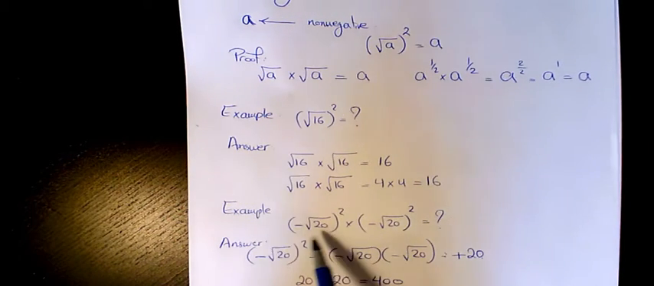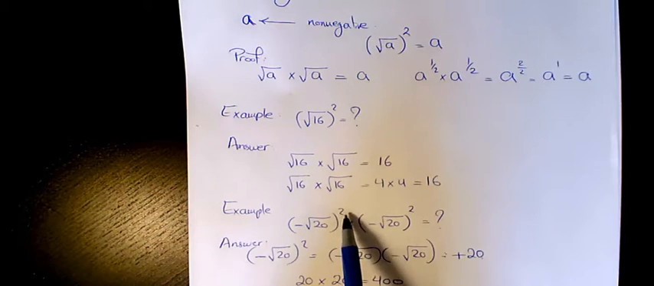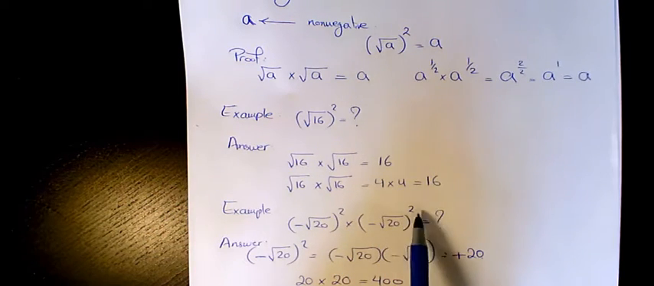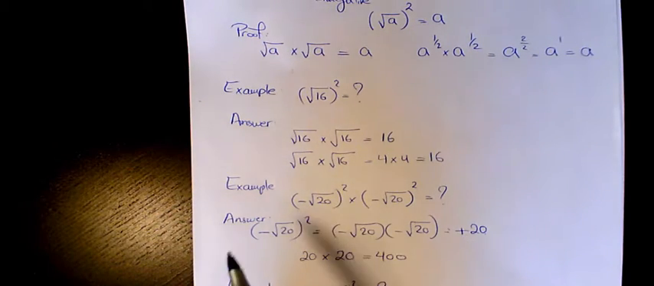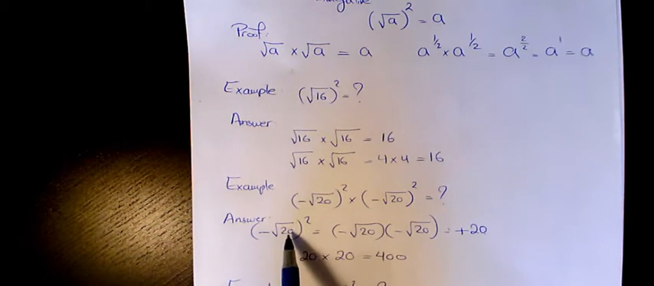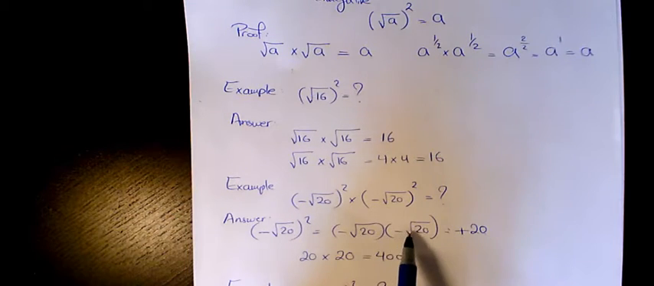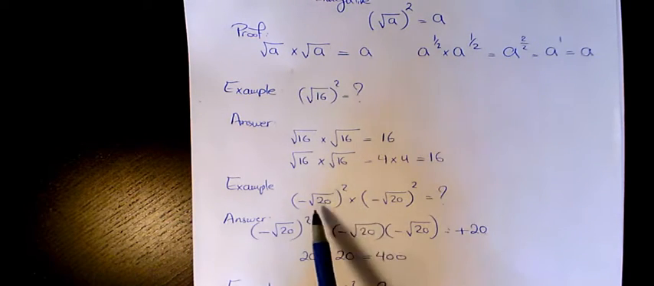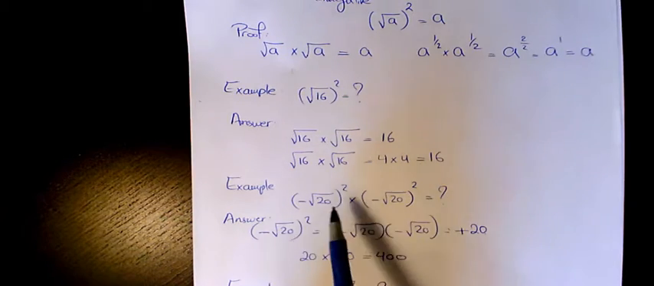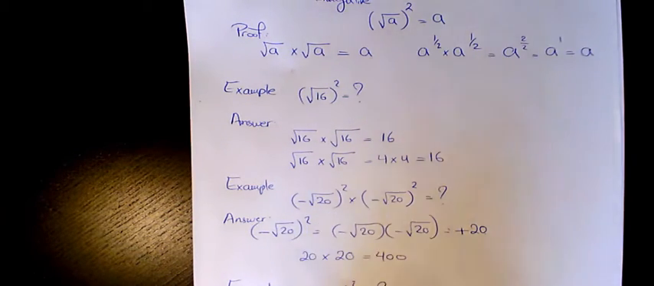Next example, we have negative root 20 to the power of 2 times negative root 20 to the power of 2. The answer is, we evaluate each of them separately. Negative root 20 times negative root 20, negative times negative will be positive, and then root 20 times root 20 is going to be just 20. Then this one is 20, this one is 20, 20 times 20 is going to be 400.